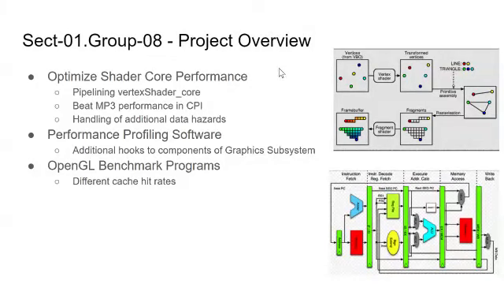Well, thank you, team. Group number 8, last but not least. Hey, so we're group number 8, and the main goal of our project is to optimize the performance of our shader cores by adding pipelining to each of the stages.